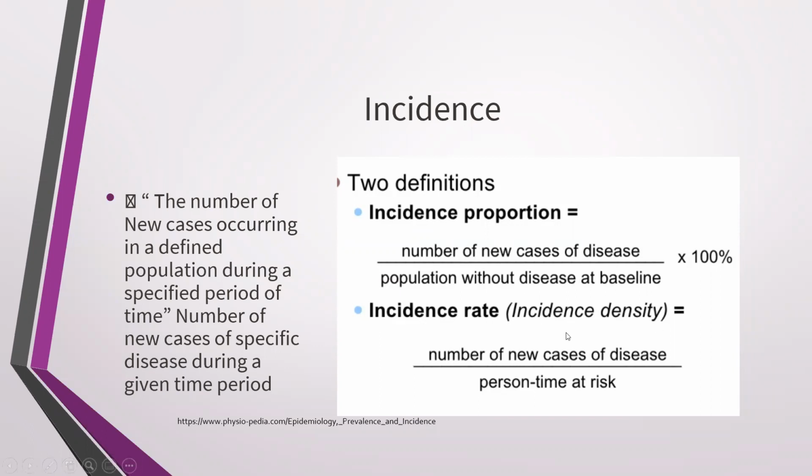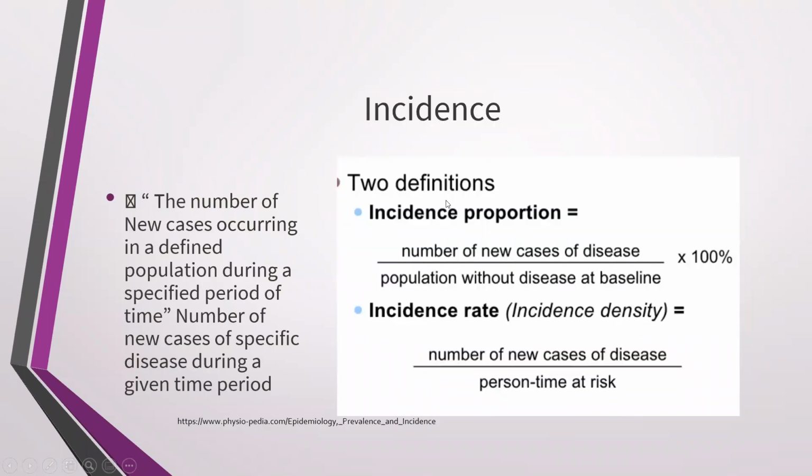Similarly, the incidence rate, the incidence density, is defined as the number of new cases of the disease per person time at risk. Person time is the second form of incidence rate, also known as incidence density, where we take the number of people exposed for a number of times. In a population, every person is not exposed for the same period of time to a specific risk factor. So whenever there are different time periods of exposure, we use this incidence density.